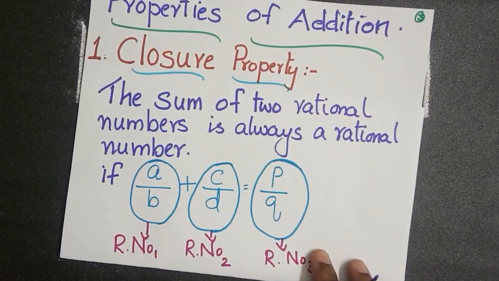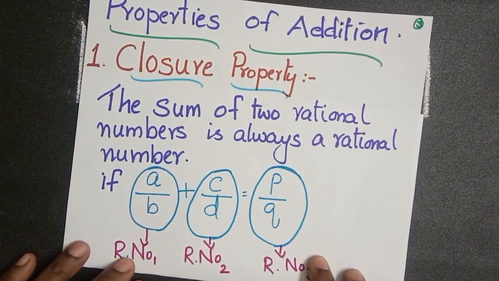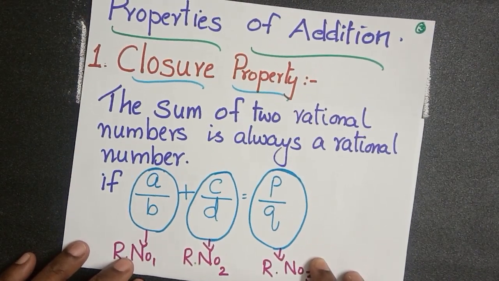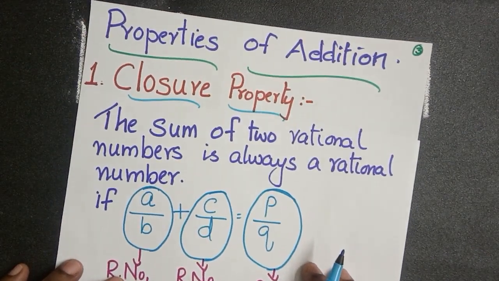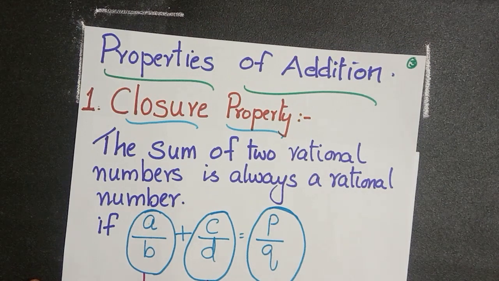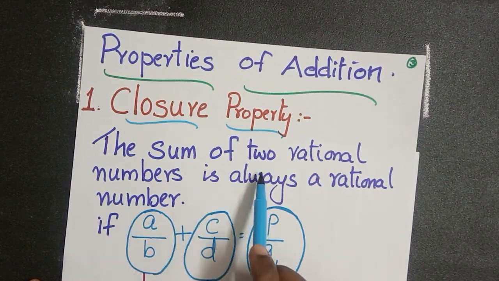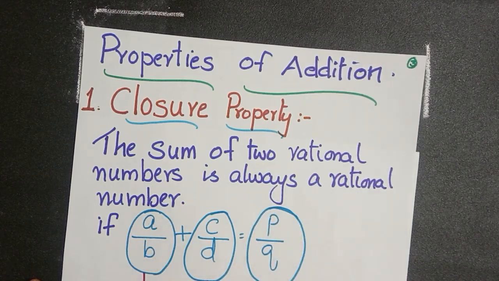Now we will learn some of the properties of addition. All these properties are similar to what we have learned in fractions. The first property is the closure property. What does the closure property say? The sum of two rational numbers is always a rational number.